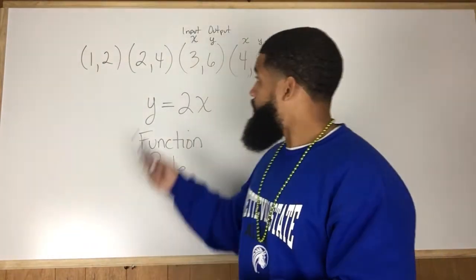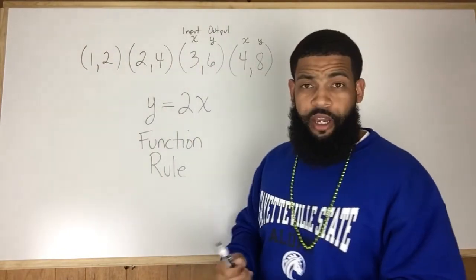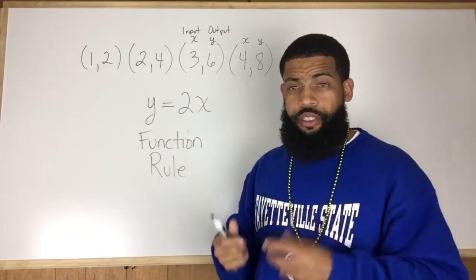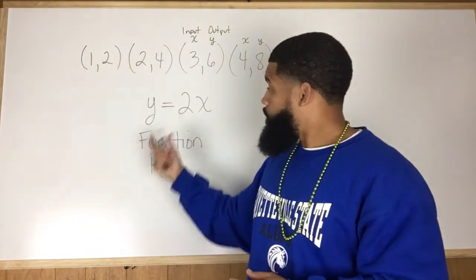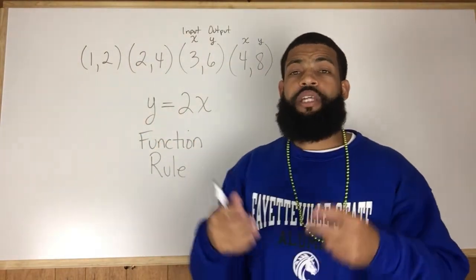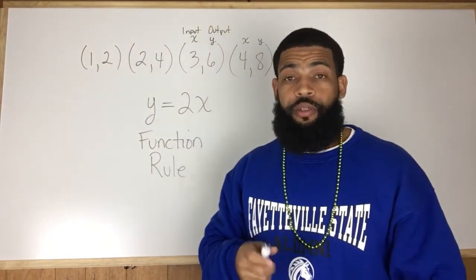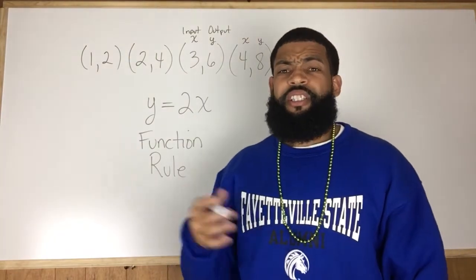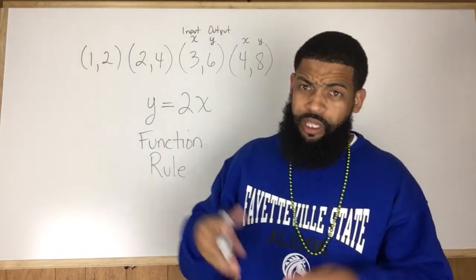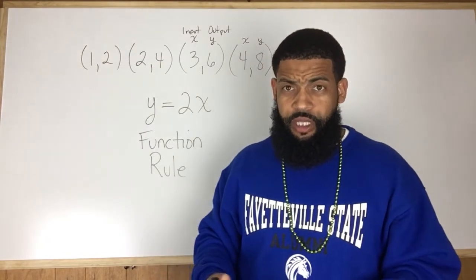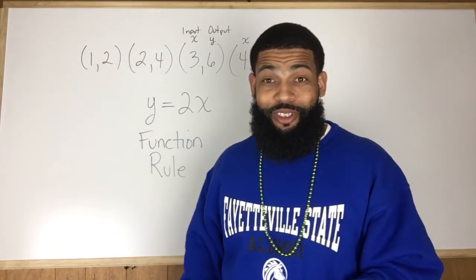But remember, we have input values and output values, or x and y coordinates. They form ordered pairs according to the function rule, and we can graph them on the coordinate plane. So this is the basics of how a relation is specifically a function, and we're going to get into some more stuff in this series.